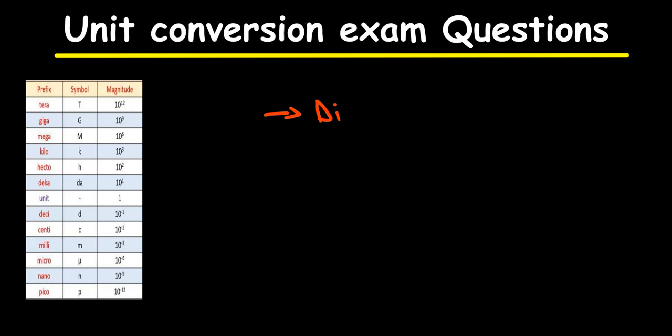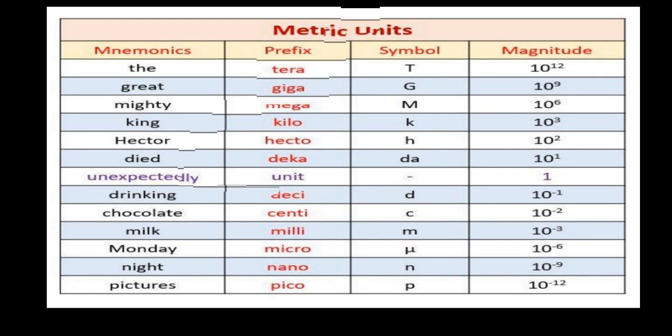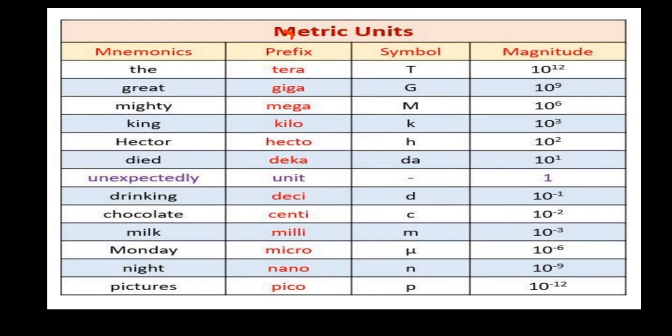I haven't understood the metric system. Can you please repeat? All right. So the metric system, I was saying, is simply a tool that has multiples and submultiples of 10. It has prefixes, and those prefixes have symbols and magnitudes. So depending on the prefix that you are dealing with, it's going to have a specific value.